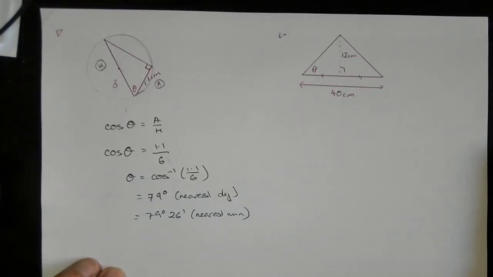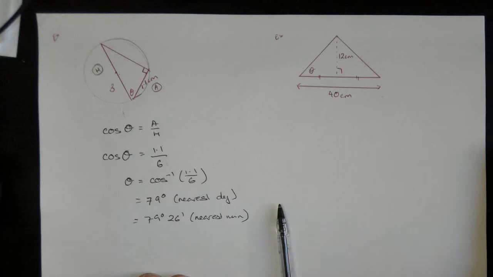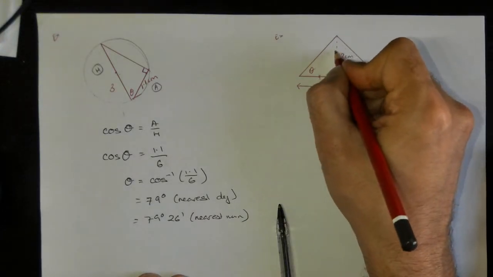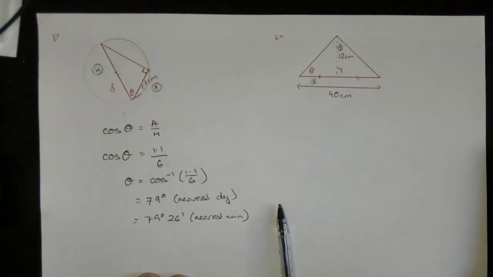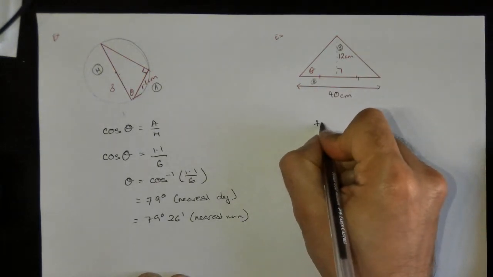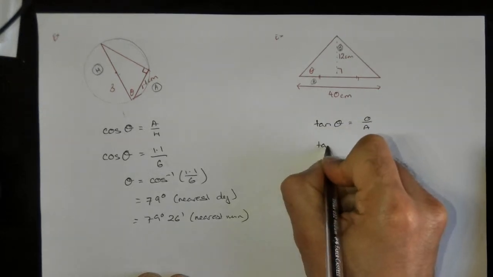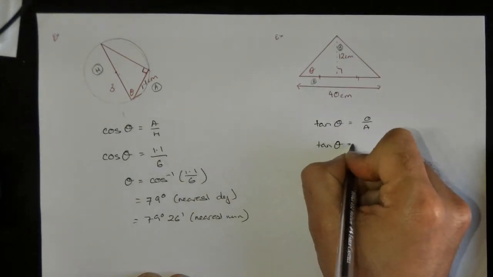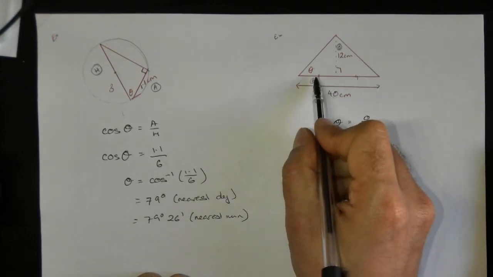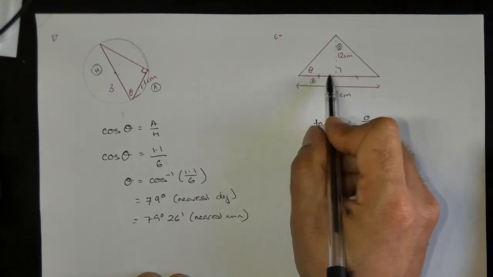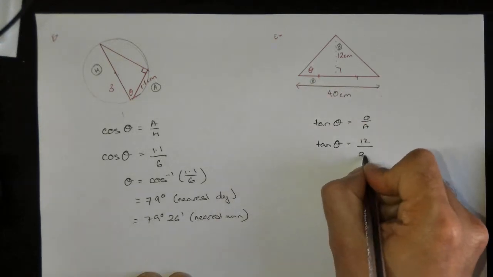Okay. Here I have a triangle. I want to find what theta is. So I have my opposite and I have my adjacent. So that's tan. So tan theta equals O over A. In this case, theta is still theta. My opposite is 12. And my adjacent is going to be half of 40, because this side and this side are equal in length, but the whole length is 40. So if I divide that by 2, I get 20.